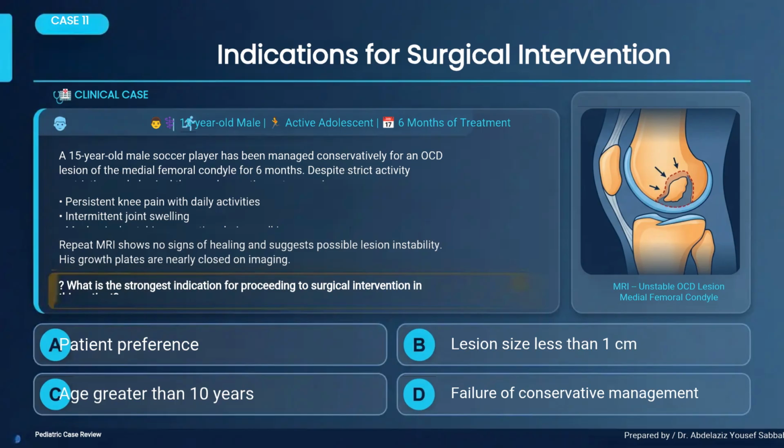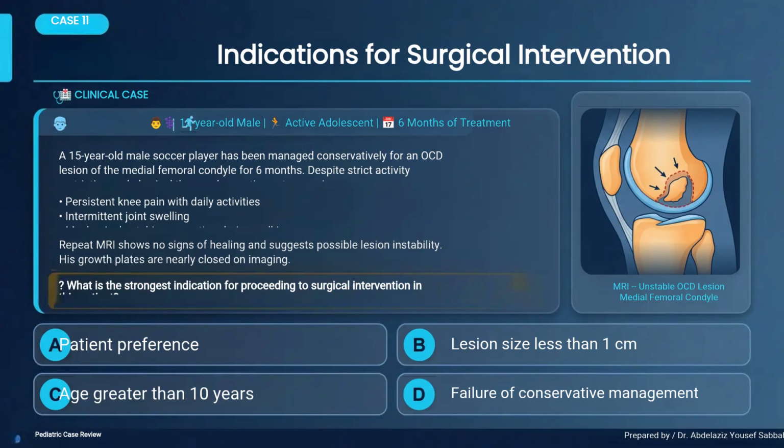Case 11. Indications for surgical intervention. A 15-year-old male soccer player has been managed conservatively for an osteochondritis dissecans lesion of the medial femoral condyle for 6 months. Despite strict activity restriction and physical therapy, he continues to experience persistent knee pain with daily activities, intermittent joint swelling, and mechanical catching during walking. Repeat magnetic resonance imaging shows no signs of healing and suggests possible lesion instability. His growth plates are nearly closed on imaging.